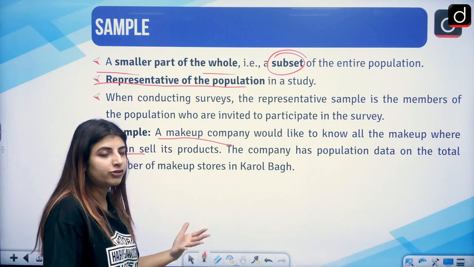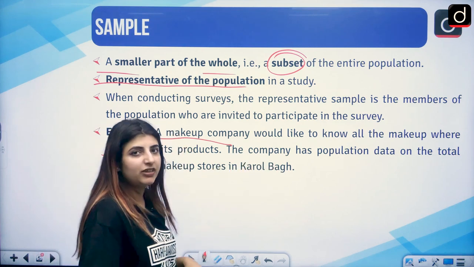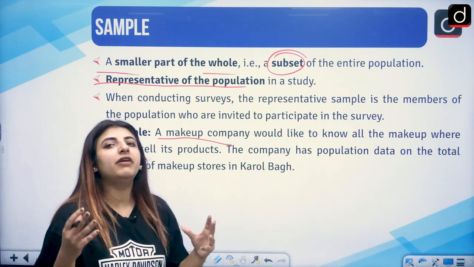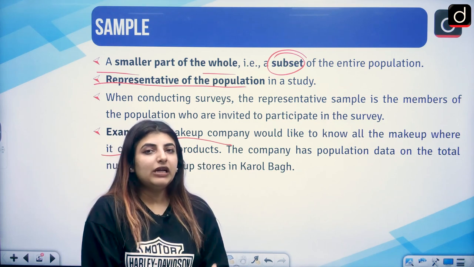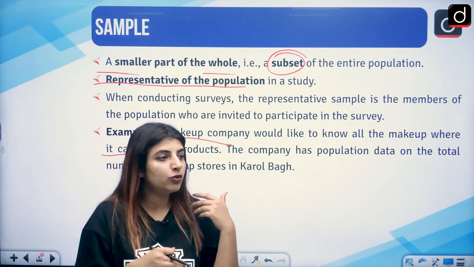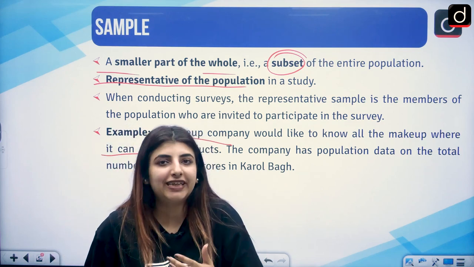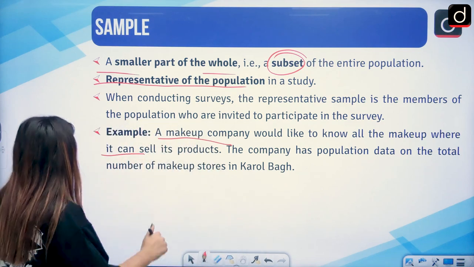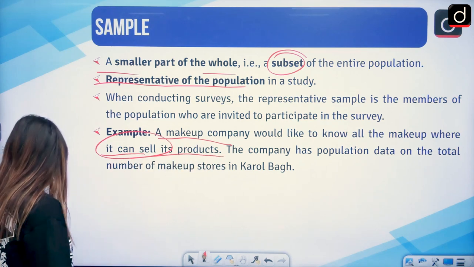The stores it wants to know. It has population data, we talked about the total makeup stores. So it will just try to take a sample of how many stores it can sell the products in, right? The products which are there.